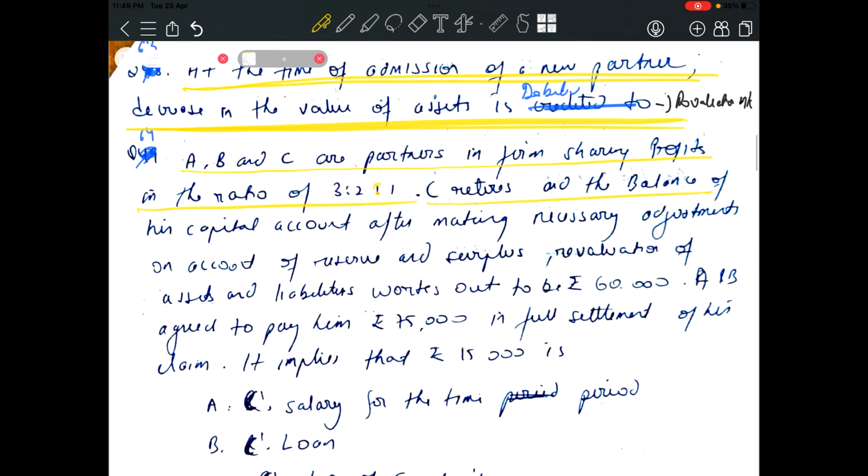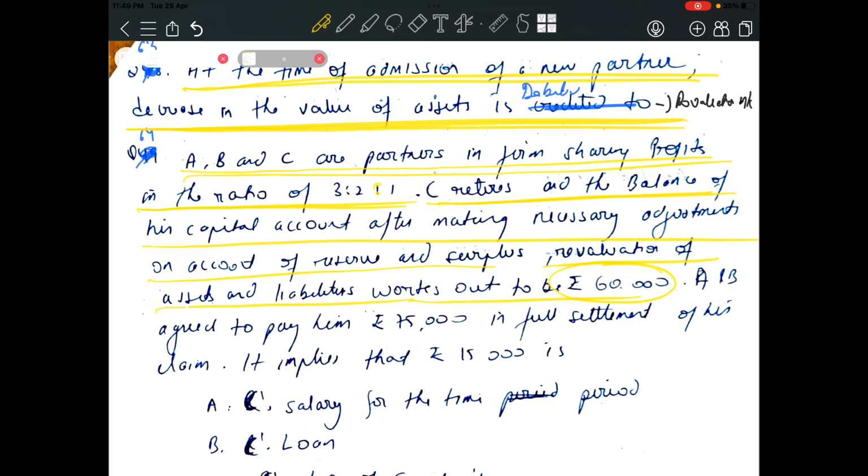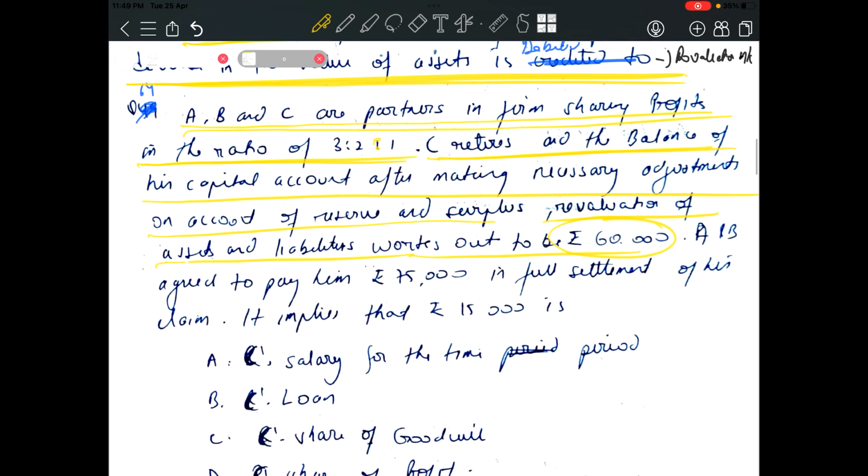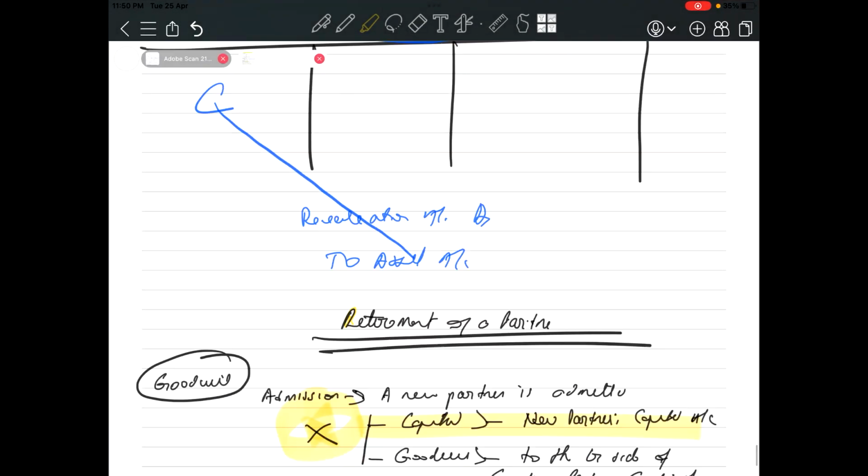Let's read the case study again. A, B and C are partners in a firm sharing profits in the ratio of 3:2:1. C retires and the balance of his capital account after making necessary adjustments on account of reserve and surplus, revaluation of assets and liabilities works out to be 60,000. So the amount payable to C on retirement was 60,000. Now A and B agreed to pay him rupees 75,000 in full settlement of his claim. It implies that rupees 15,000 is extra.